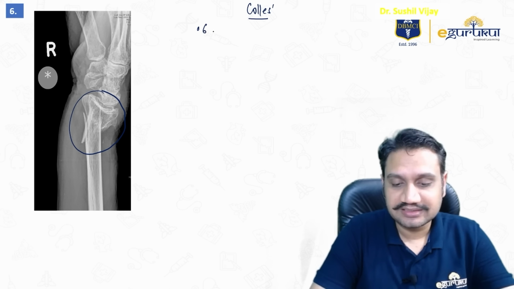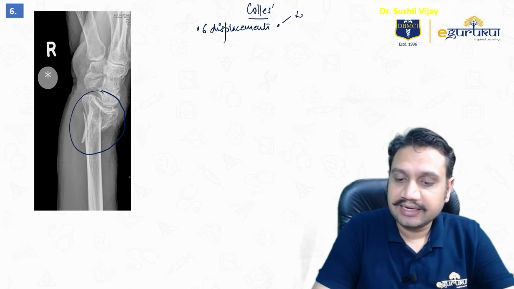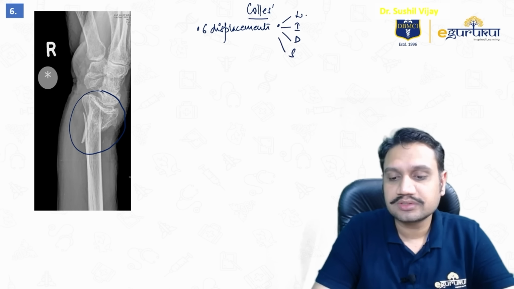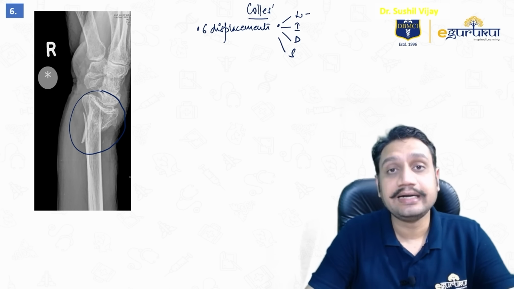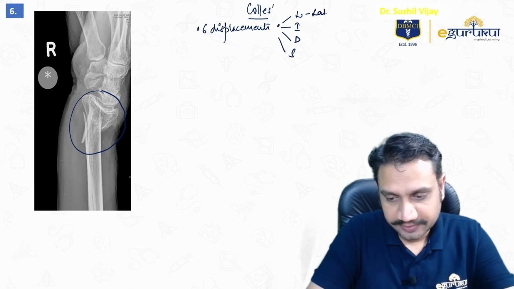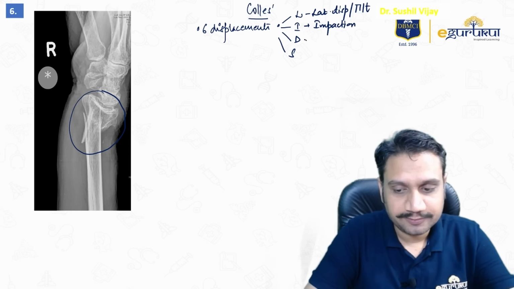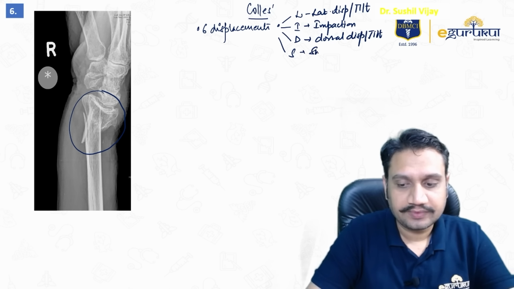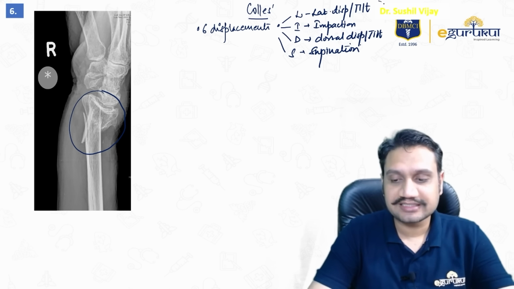What are the 6 displacements which are a part of Colles? L, I, D, S. What are those? Lateral displacement and lateral tilt, right? Lateral displacement and lateral tilt. I is impaction. D is dorsal displacement and dorsal tilt. And S is supination. So again the impaction has come over here after the vertebra. So these are 6 displacements.